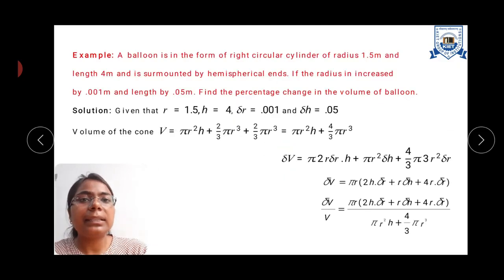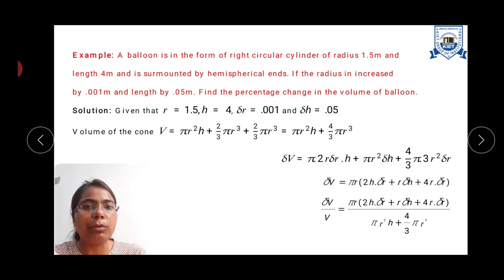Our next example: a balloon is in the form of a right circular cylinder of radius 1.5 and length 4 meter, and is surmounted by hemispherical ends. If the radius is increased by 0.001 meter and length by 0.05 meter, find the percentage change in the volume of the balloon.